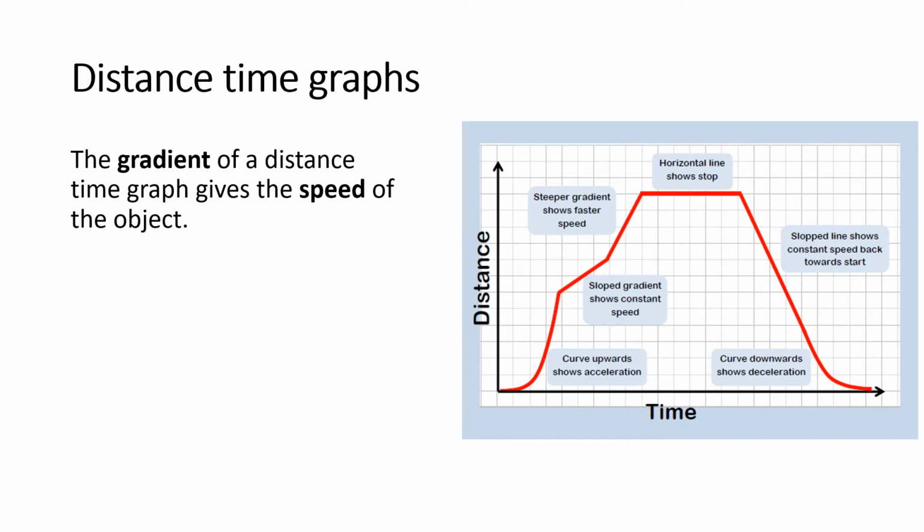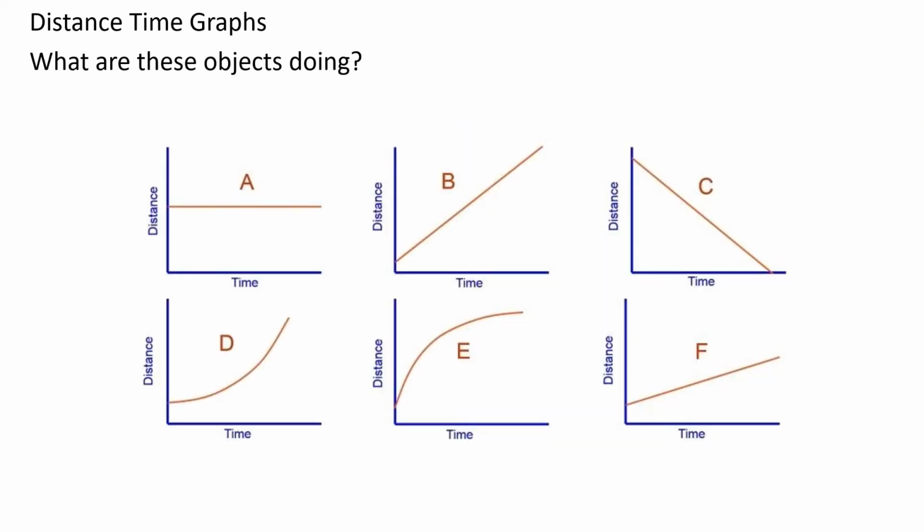We need to be able to draw distance-time graphs, and the gradient of a distance-time graph gives the speed of the object. Have a look at these graphs and see if you can decide what the object is doing. In diagram A, the distance isn't changing with time. This means the object is not moving. If you look at B, the distance is increasing, but very evenly, so the same amount every second. So this object is moving at constant speed.